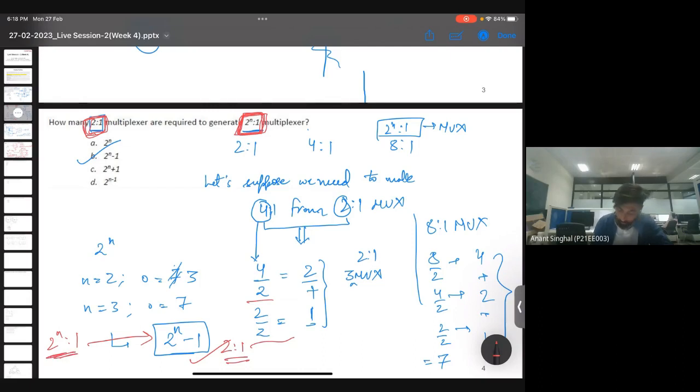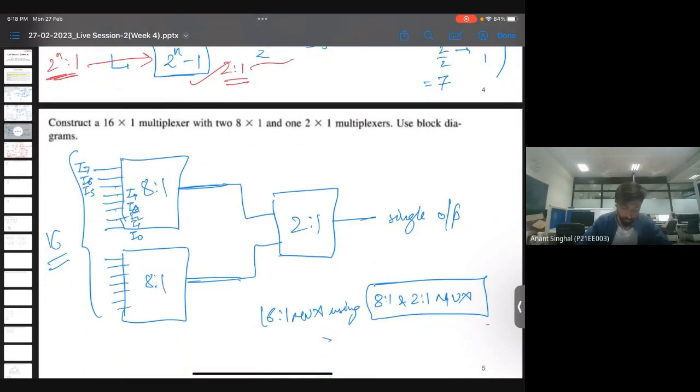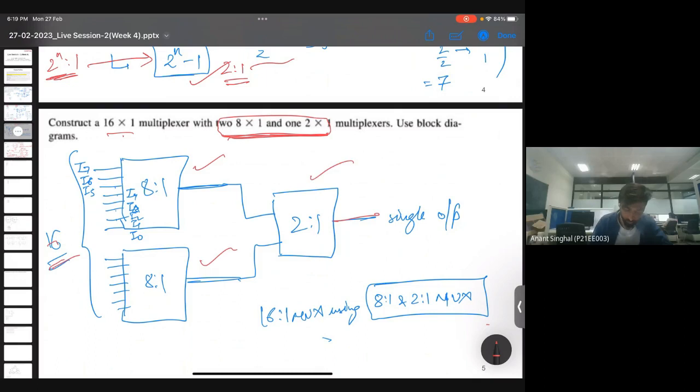Then we covered, again using the same concept, how we can make a 16 cross 1 mux using multiplexers with a smaller number of inputs. We made a block diagram, and it is quite clear that we have 16 inputs and a single output using two 8 cross 1 and one 2 cross 1 mux.